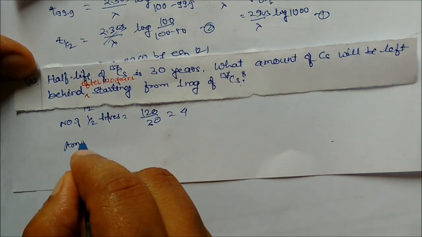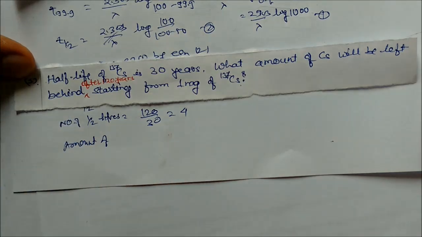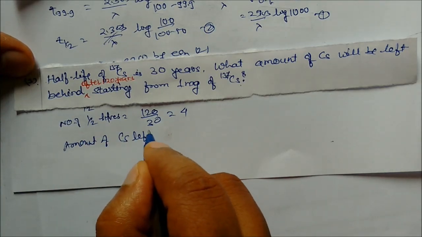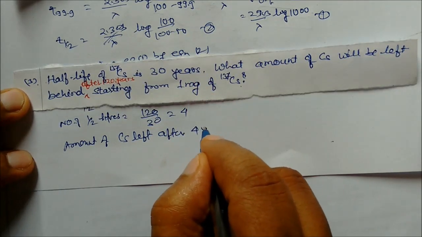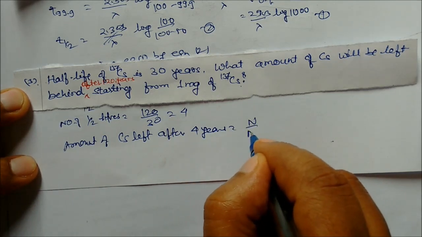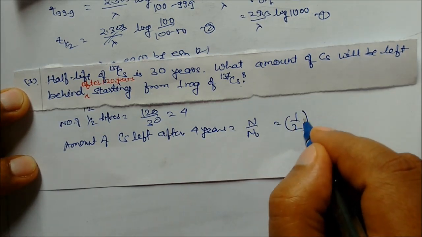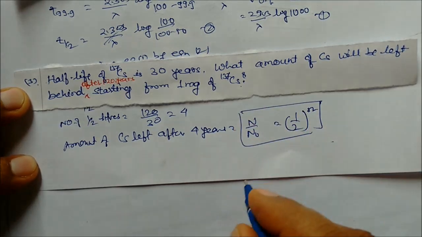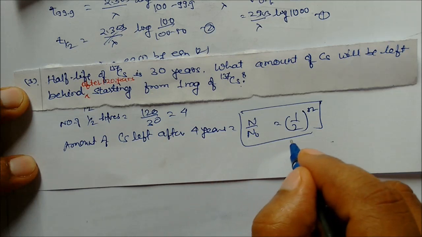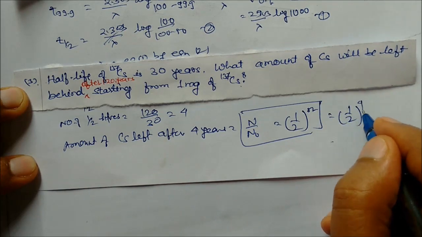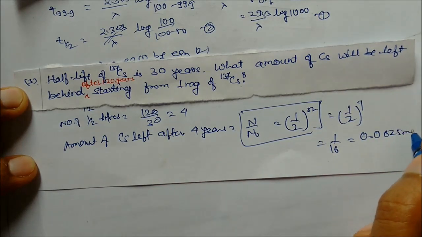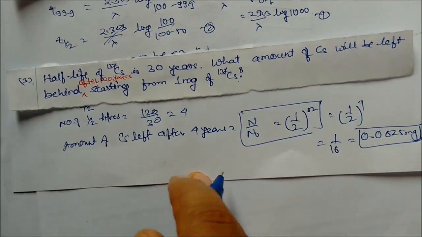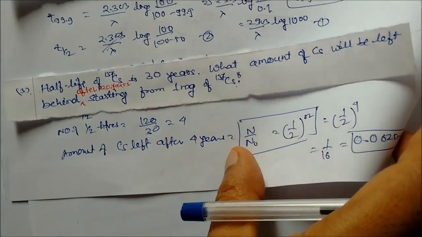So the amount of cesium left after 4 half-lives will be n divided by n naught, which is equal to 1 by 2 to the power n. This is basically the formula, and it is 1 by 2 whole to the power 4, so this is 1 by 16. If you solve it, you will get 0.0625 milligram. So this is basically our answer. We'll see the next problem.